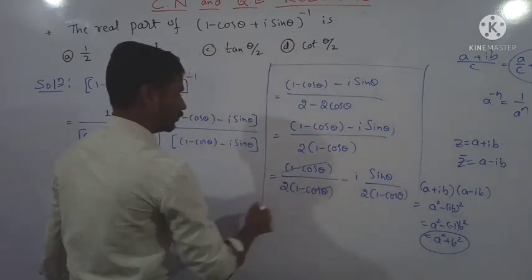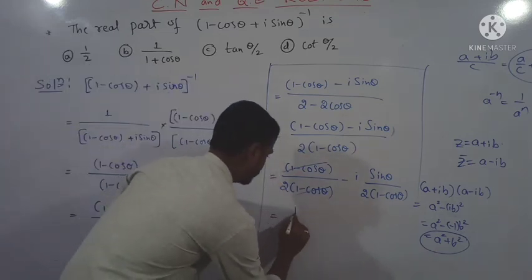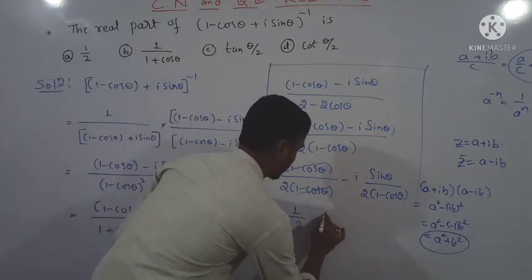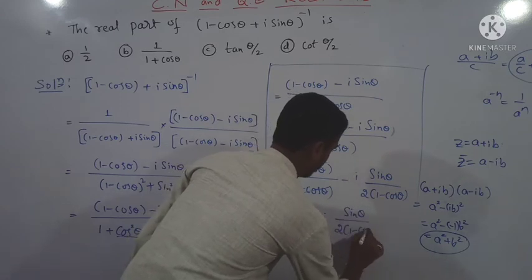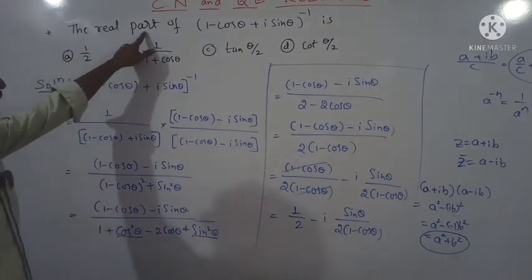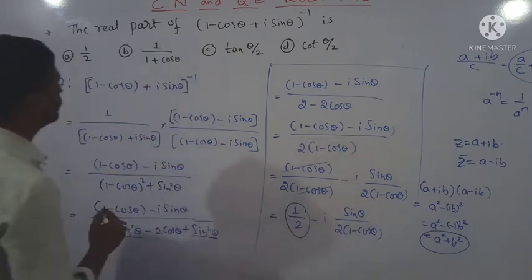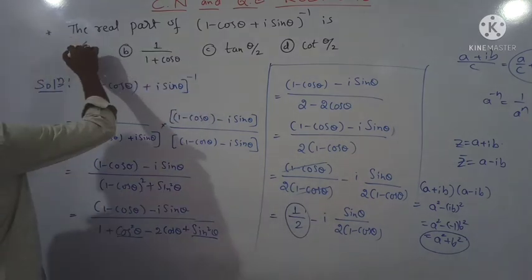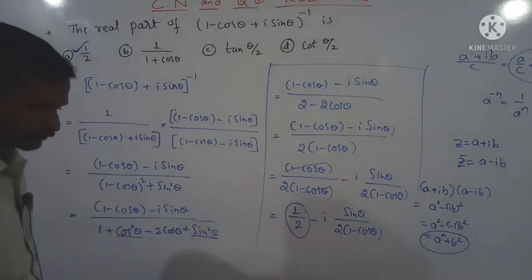Here 1 minus cos theta gets cancelled. Therefore what we have here is 1 by 2 minus i into sin theta divided by 2 into 1 minus cos theta. What we need is the real part. So the real part here is 1 by 2. Therefore option A is the correct option. That is 1 by 2.